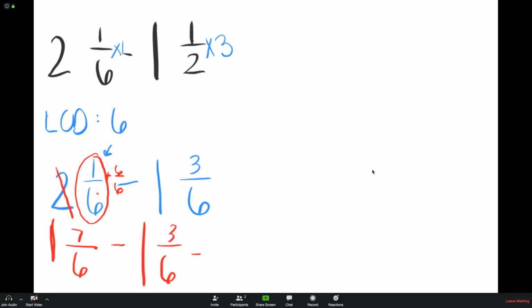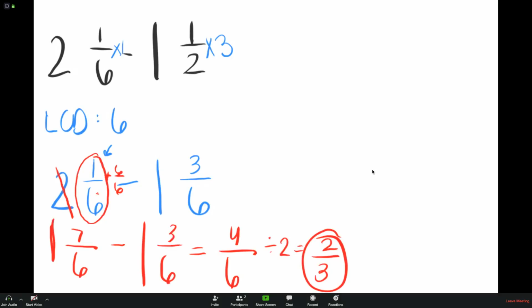When you subtract 1 minus 1, you get no more whole numbers. 7 minus 3 for your numerator will be 4, all over 6. Since we can simplify, we're going to divide both by 2 and get 2 over 3 as your final answer.